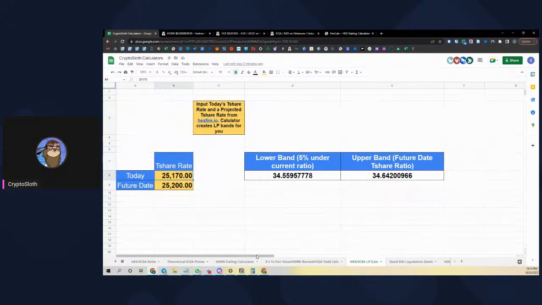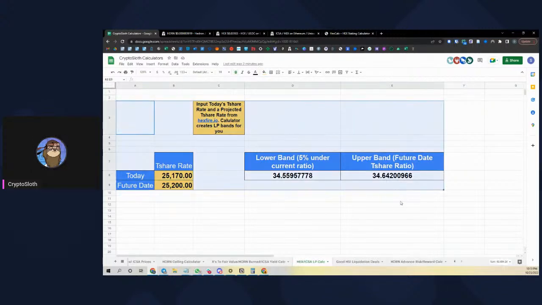All right, now we get to some of the little bit more complicated ones. If you watch my Hex Endgame stream, I go into depth on the advantages of providing liquidity on the Hex to icosa pair.